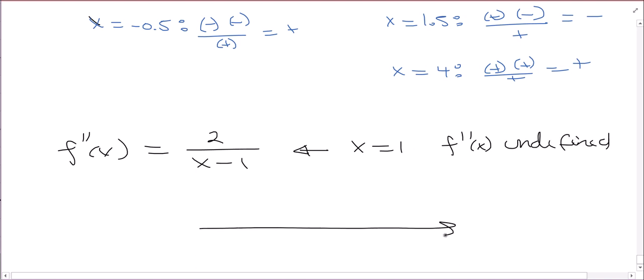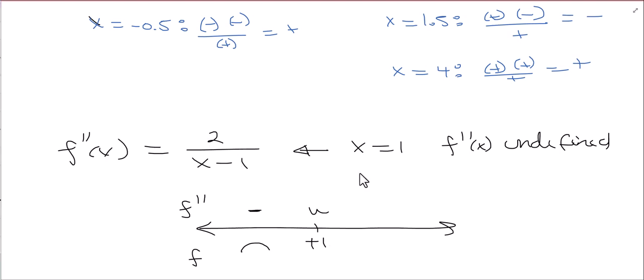And so when you test this, you'll go, okay, this is where the second derivative is undefined. What is the function doing? So plug in a value, plug in 0, for example. When x is 0, notice that 2 over 0 minus 1 will be negative. Second derivative is negative, means the function is concave down. And then something bigger than 1, plug in 3. 2 over 3 minus 1 is 2 over 2, which is positive, which means that the second derivative is positive. And when the second derivative is positive, that means the function is concave up.